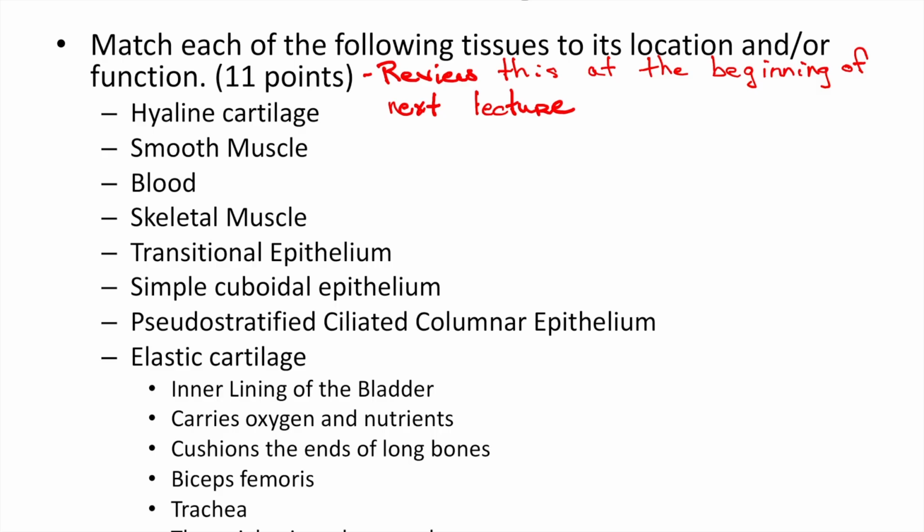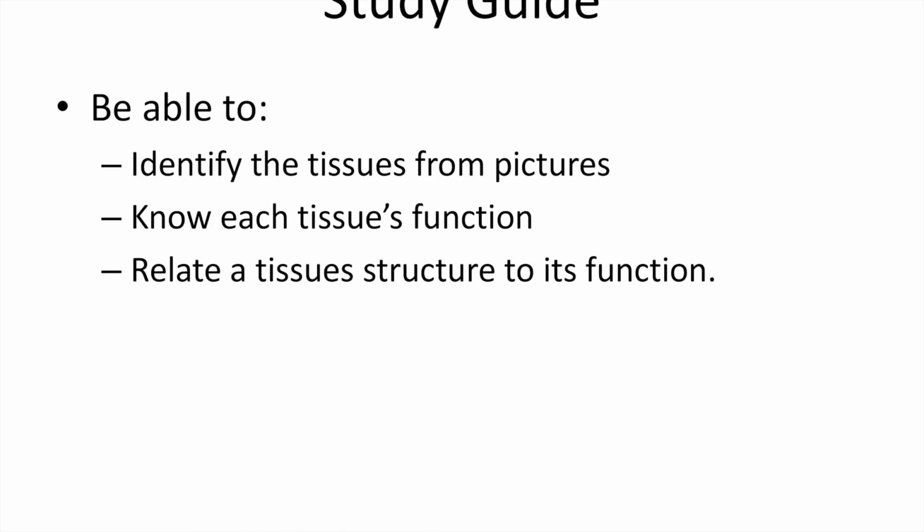For the lab, you should log onto Canvas and pull up the Histology lab handout. It's pictures of all the slides that you're going to need to look at. Using those pictures and your lab manual, work through the lab manual, observe all the tissues, and complete your drawings. So make sure you can identify all the tissues from the pictures. Make sure you know each tissue's function, and where we talked about it, be able to relate a tissue structure to its function. Thank you guys very much for being so patient, and I will see you in a week.